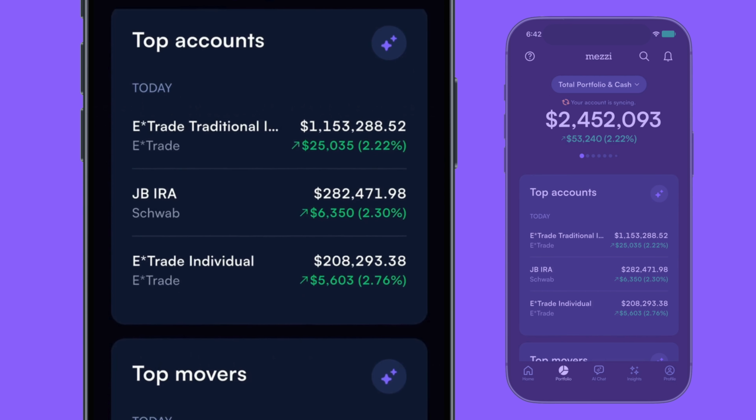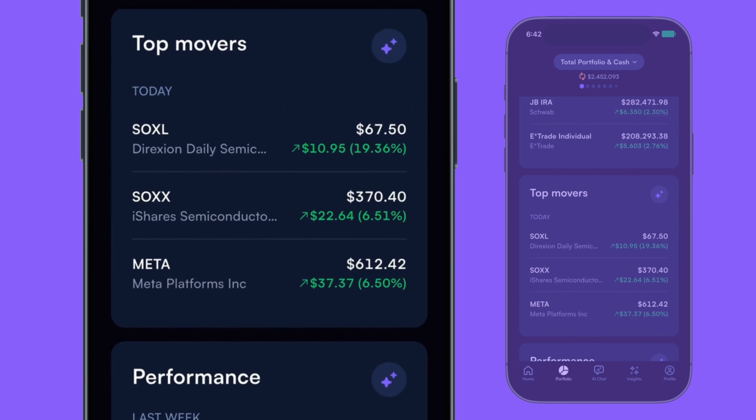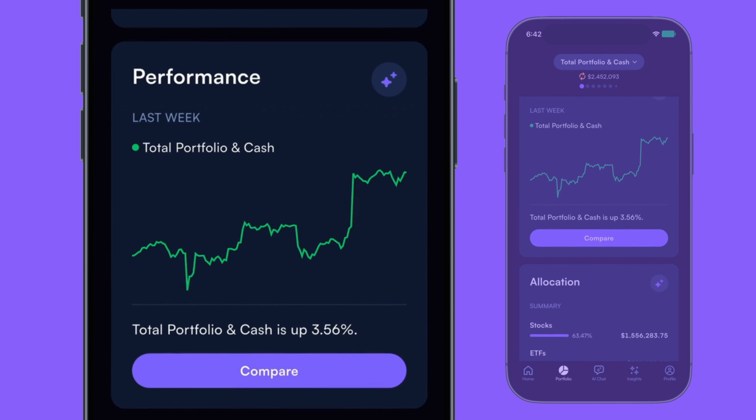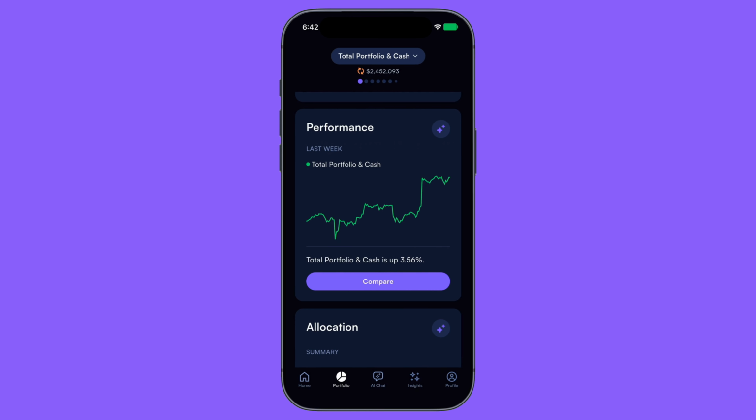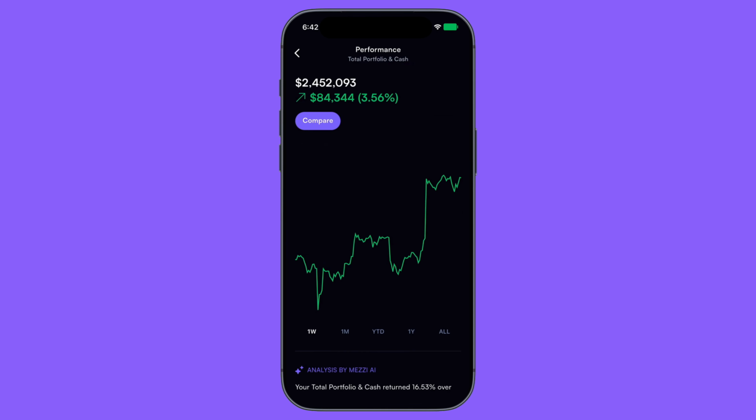Inside Mezzi, everything starts in your portfolio view. You'll see a set of cards: your top accounts, your biggest movers, your allocation, and your performance. Each of these answers a different question, but performance is where they all come together. Tap into the performance card.